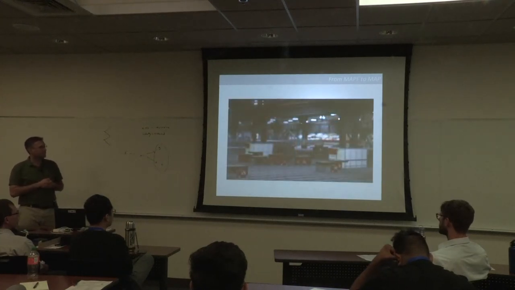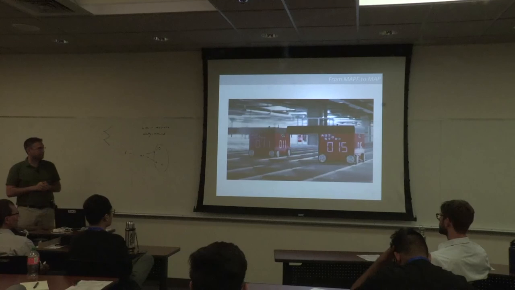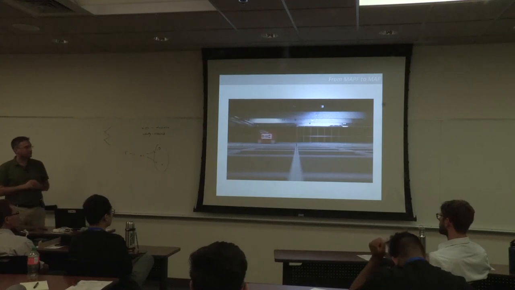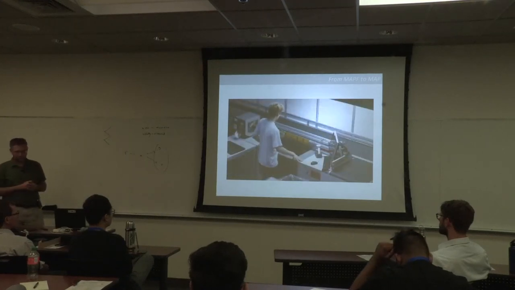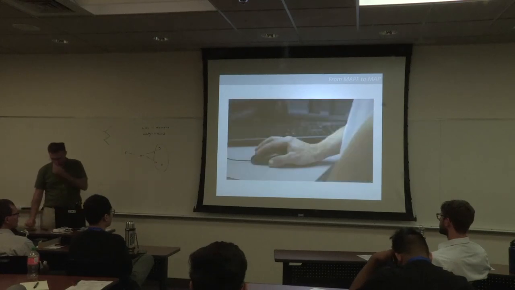Bins are stacked right next to each other, on top of each other. Radio-controlled robots drive on tracks above the cube, lifts down to grab bins and deliver them to workstations for order fulfillment or replenishment. All operations get done efficiently and accurately.